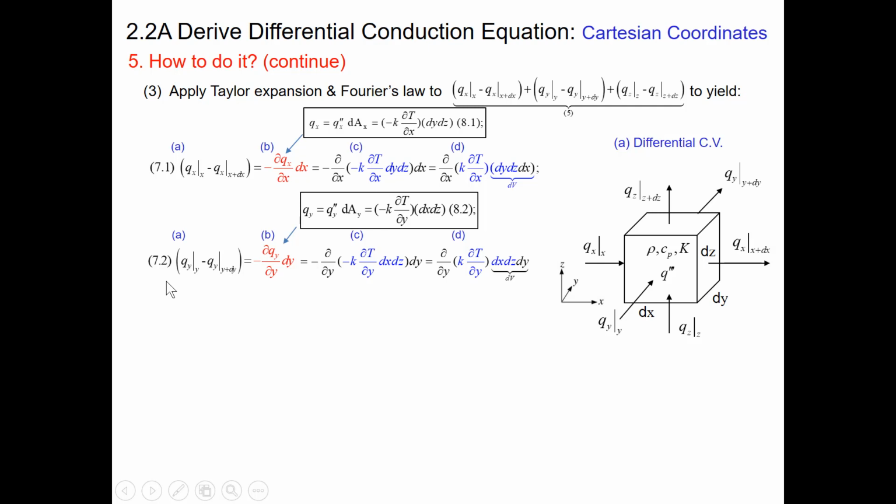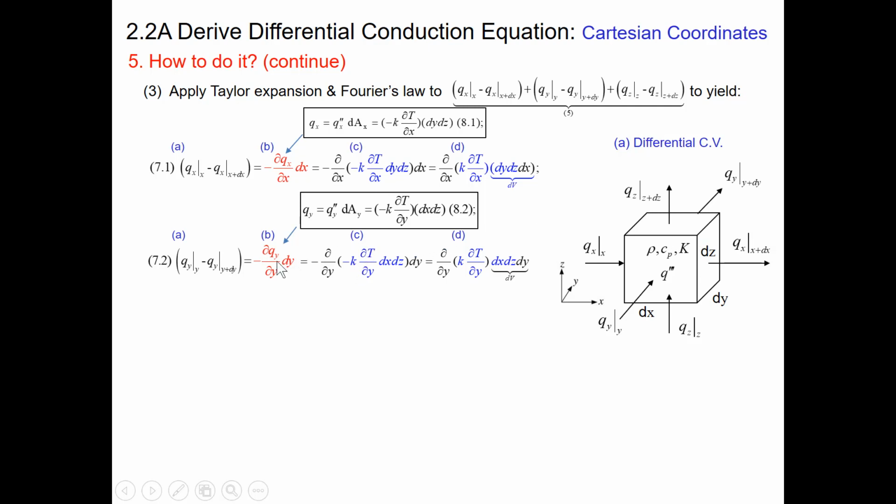In y direction, A, the conduction heat rate difference at a location y and a location y plus dy is represented by its derivative using Taylor series expansion. B, the heat rate Q sub y is the product of heat flux and surface area, where the heat flux is represented by the Fourier's law. The surface area dA sub y is perpendicular to the Qy, which is dx times dz.